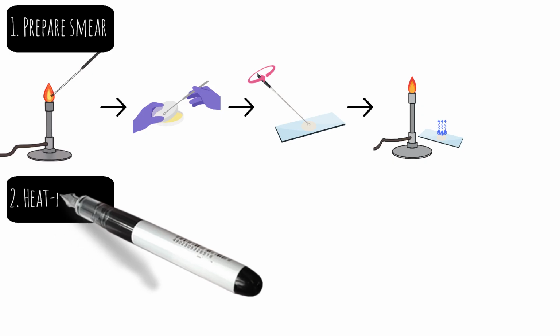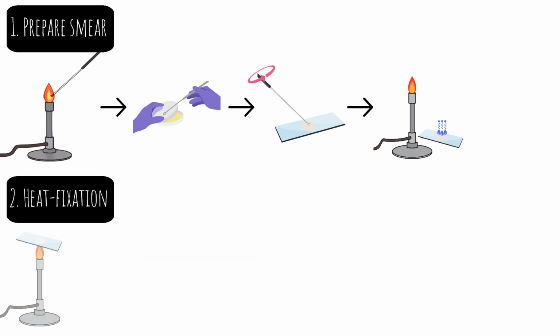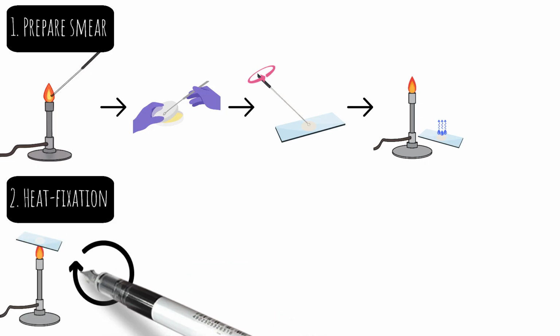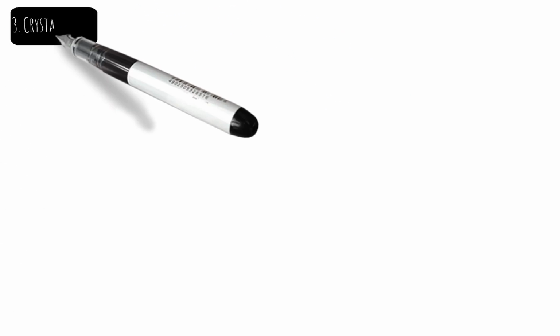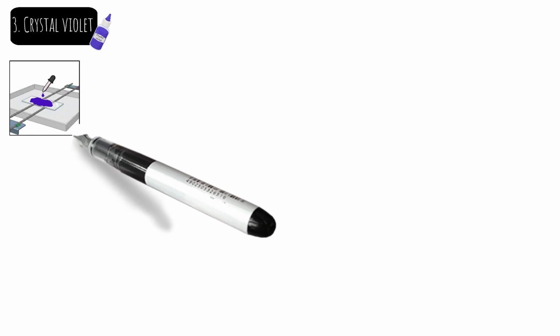Step 2. Heat fixation. Pass the slide quickly through the Bunsen burner flame 2 to 3 times, smear side up. This heat fixes the cells to the glass surface so they do not wash off during staining. Step 3. Apply the primary stain, crystal violet. Place the slide on your staining tray. Flood it with crystal violet and leave it for 1 minute. At this stage, both gram-positive and gram-negative cells are stained purple.